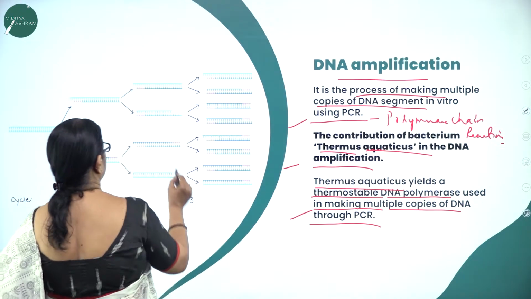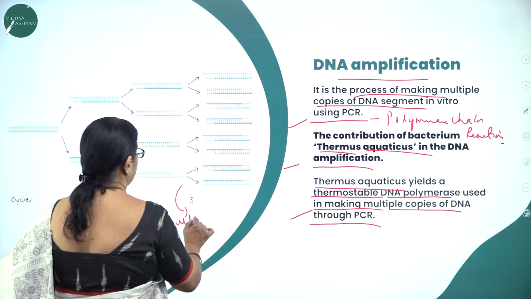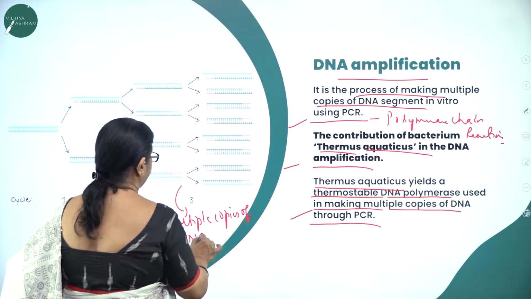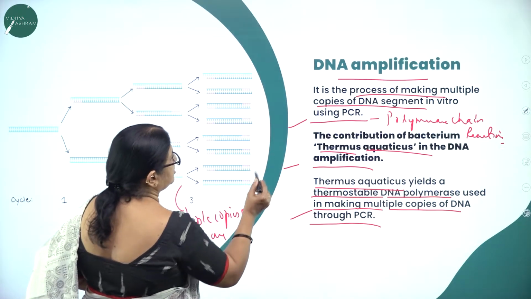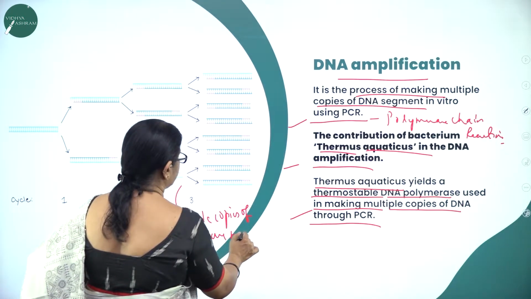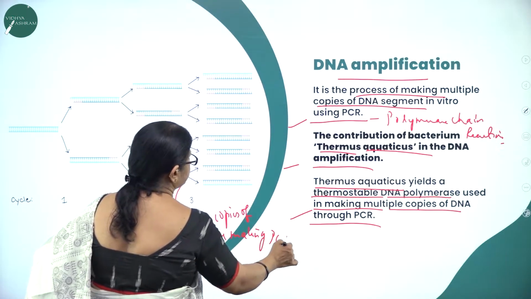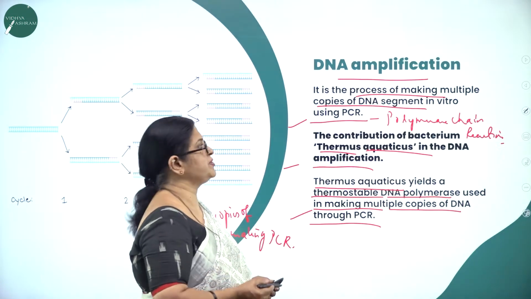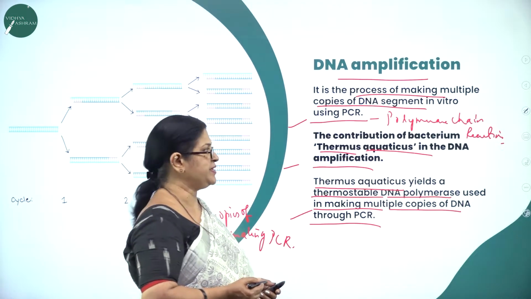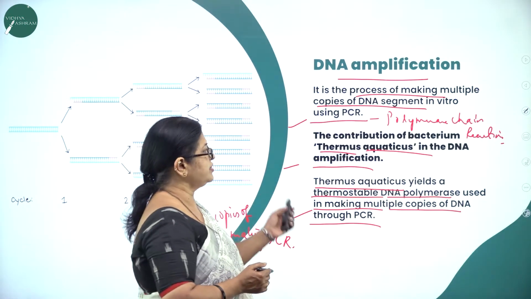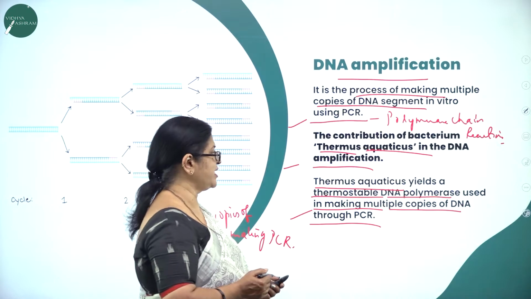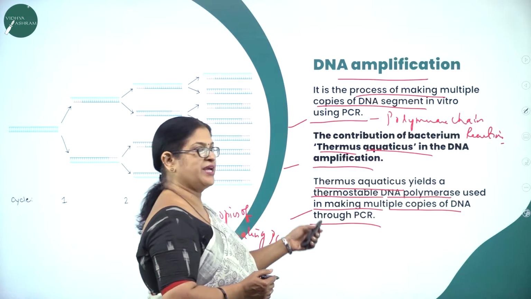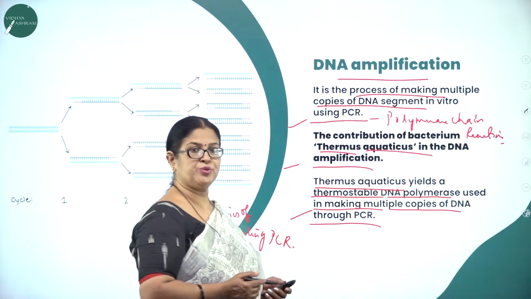Here you can see how the multiple copies of DNA are formed. Multiple copies of DNA are made using PCR, that is, polymerase chain reaction. So what is DNA amplification? It is the process of making multiple copies of a DNA segment in vitro using PCR. So what is the contribution of Thermus aquaticus in DNA amplification? Thermus aquaticus yields a thermostable DNA polymerase used in making multiple copies of DNA through PCR.